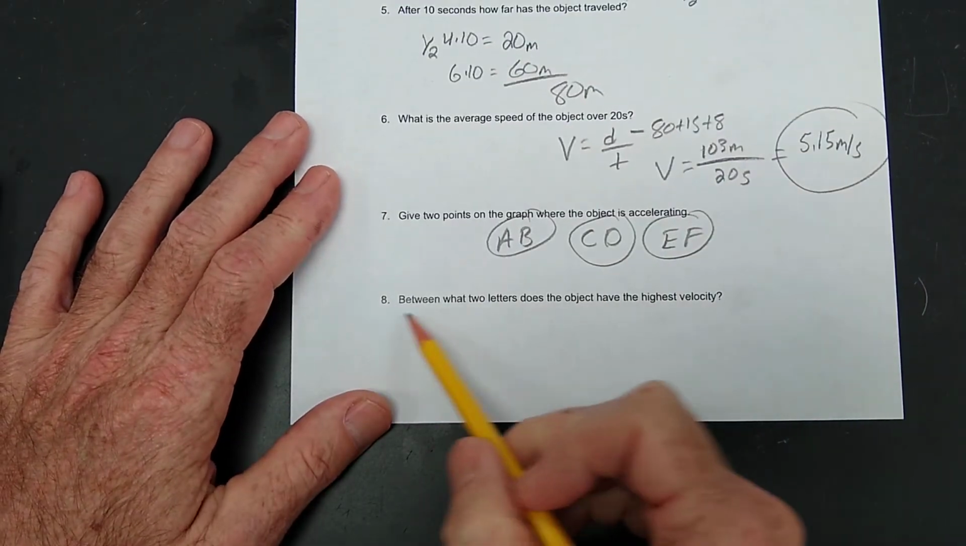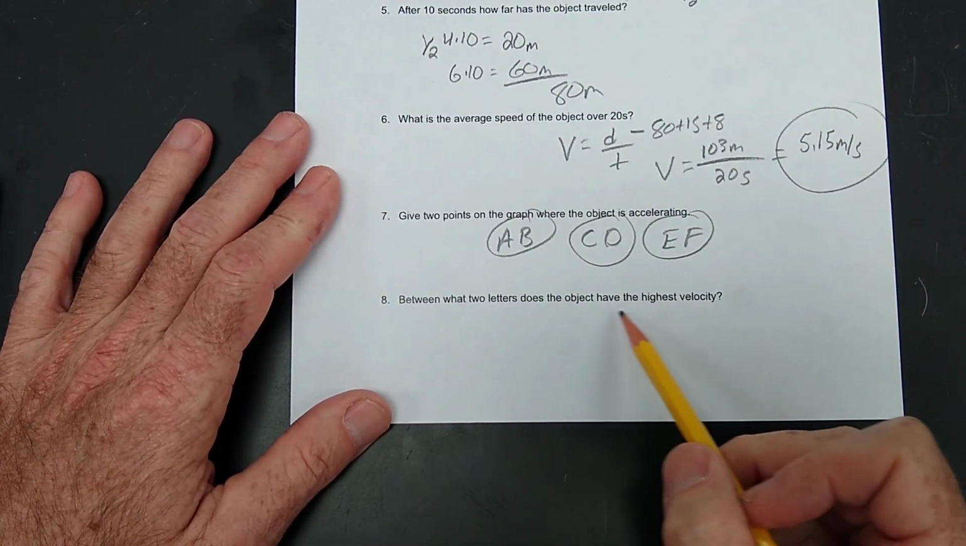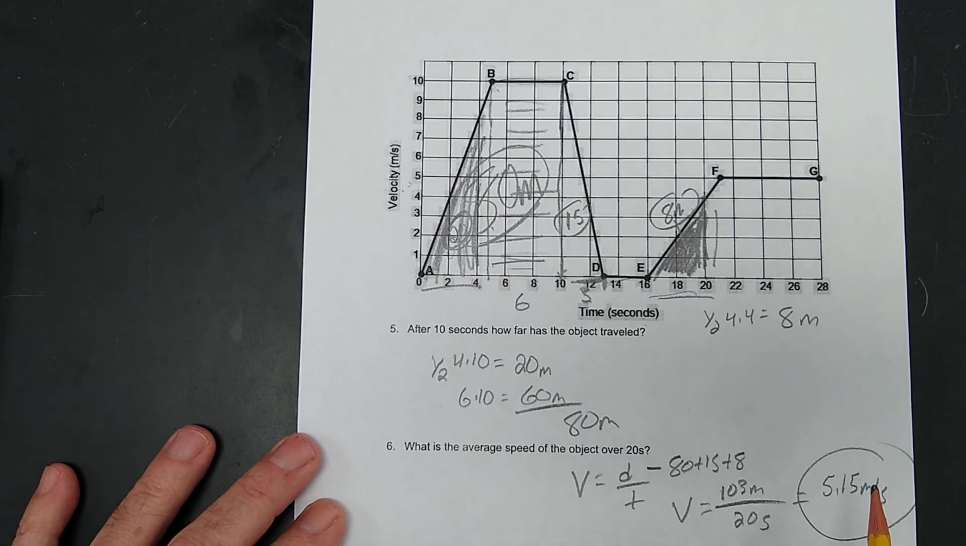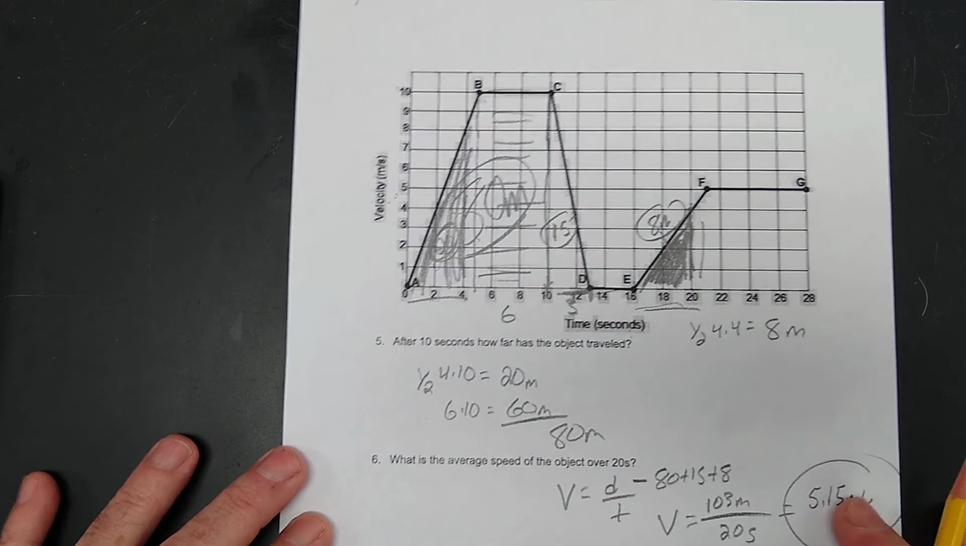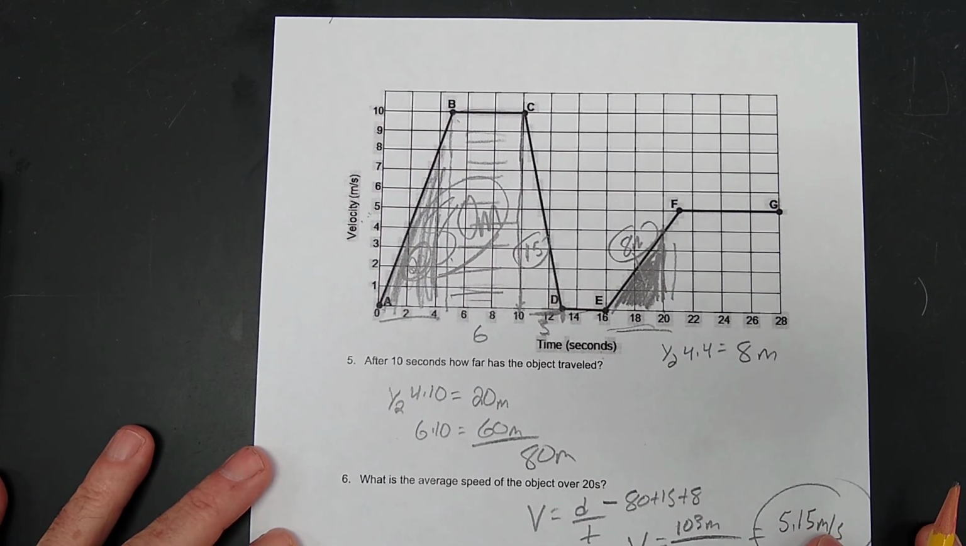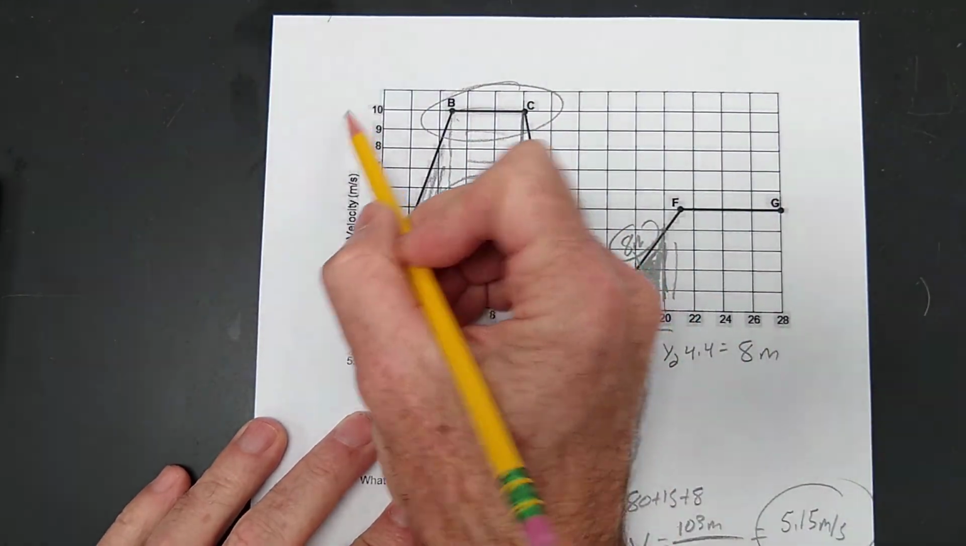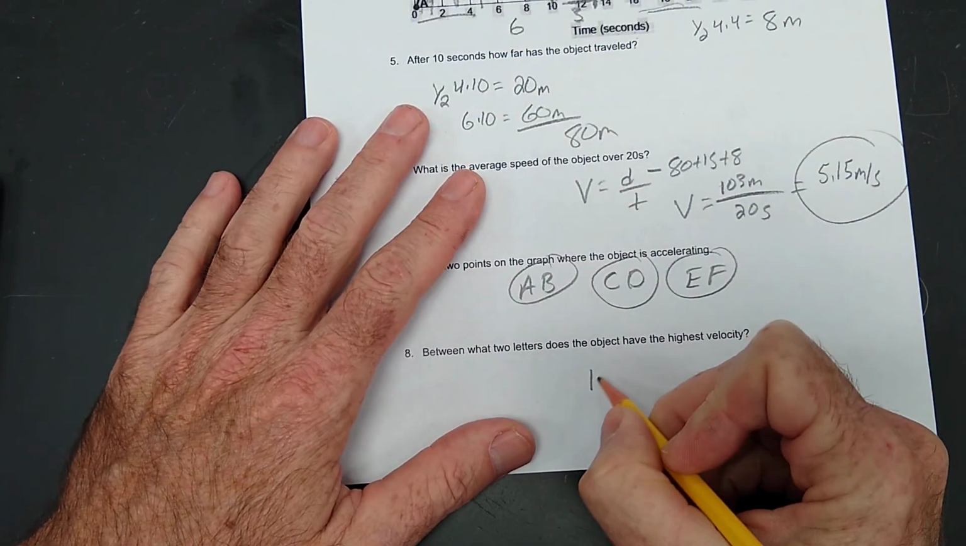Last, number 8, between what 2 letters does the object have the highest velocity? All right, I'll let you think about that. Between what 2 letters does it have the highest velocity? And duh, between B and C, it's going 10 meters per second up there.